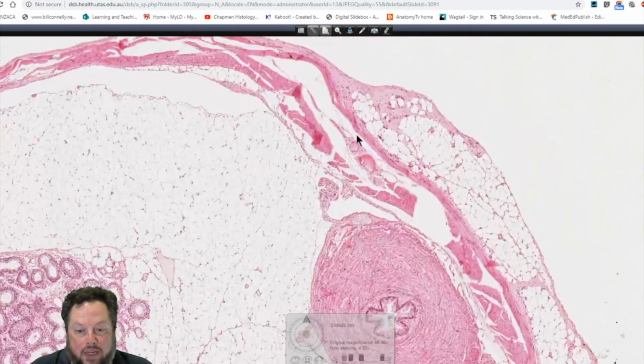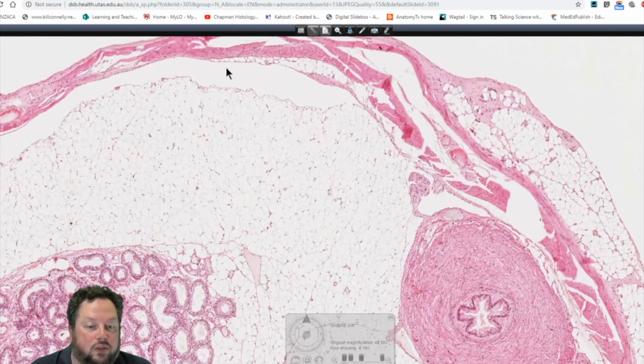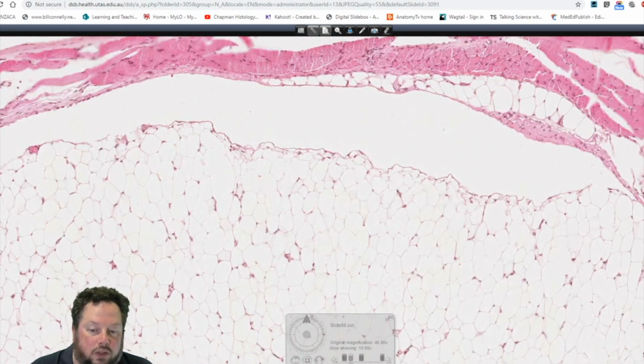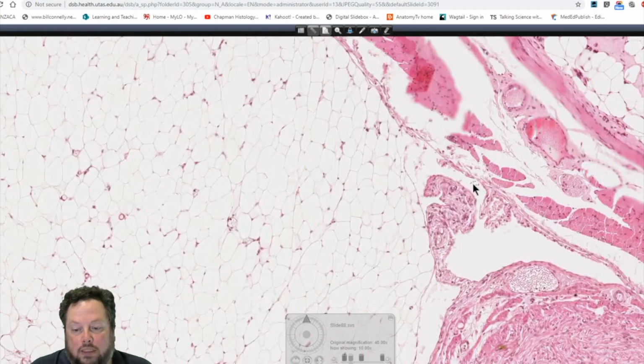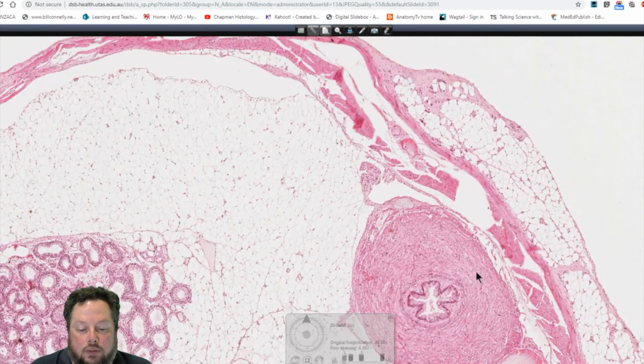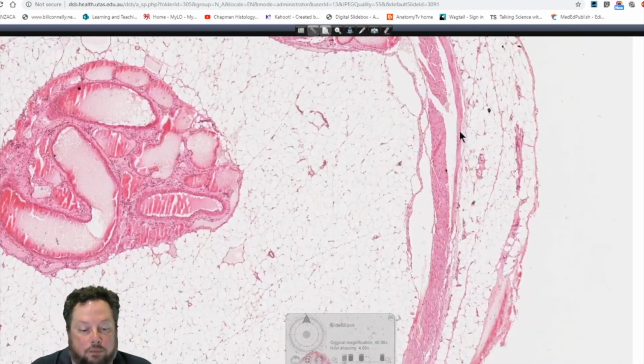Now, because this is the spermatic cord, we've actually got the cremaster muscle on the outside here. You can actually see the skeletal muscle here, forming the wall of the spermatic cord there as well.